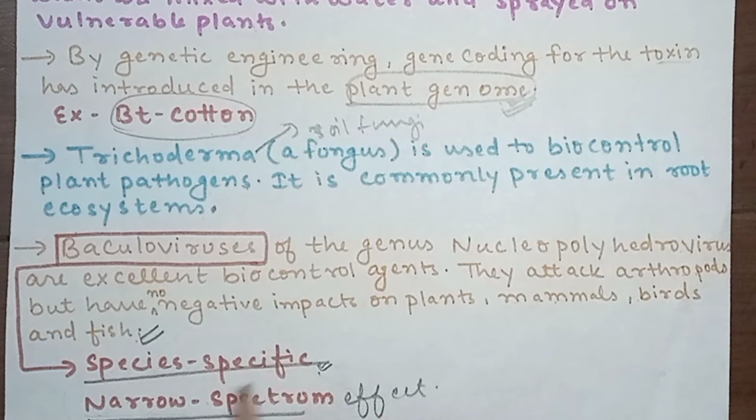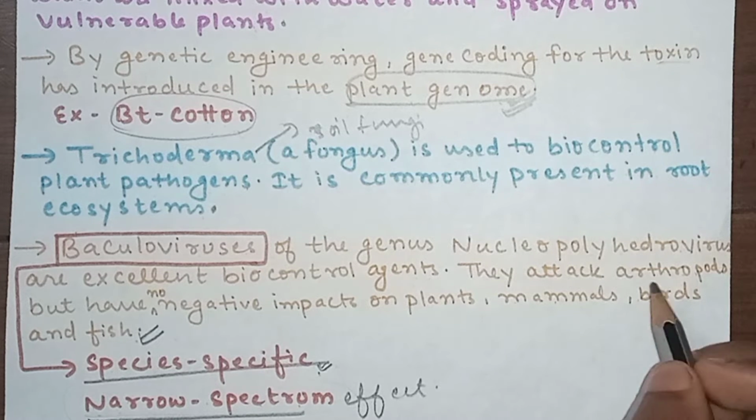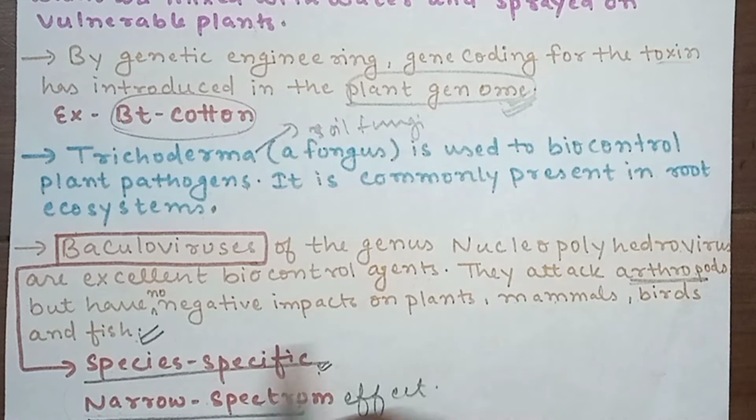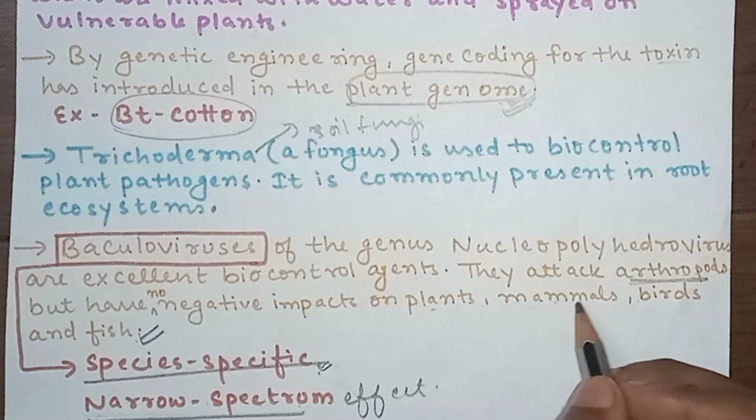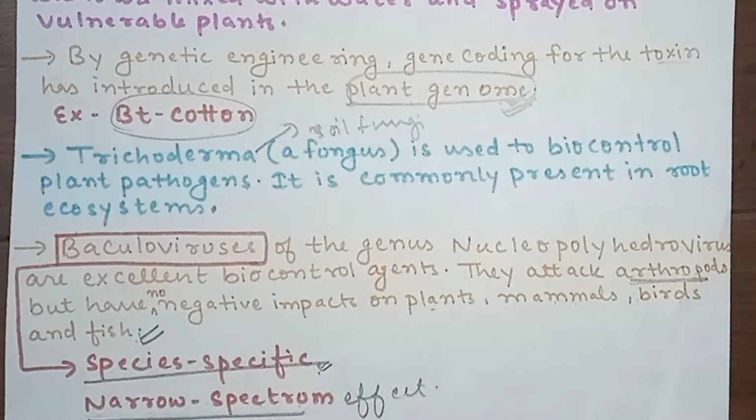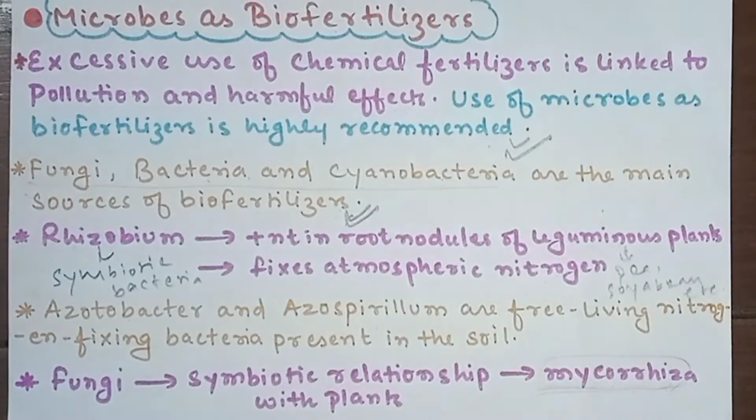Species specific means it generally targets certain species that attack the plant, and narrow spectrum means that it has a limited effect on certain groups like arthropods, but it does not harm plants, mammals, birds and fishes. Now let us start microbes as biofertilizers.